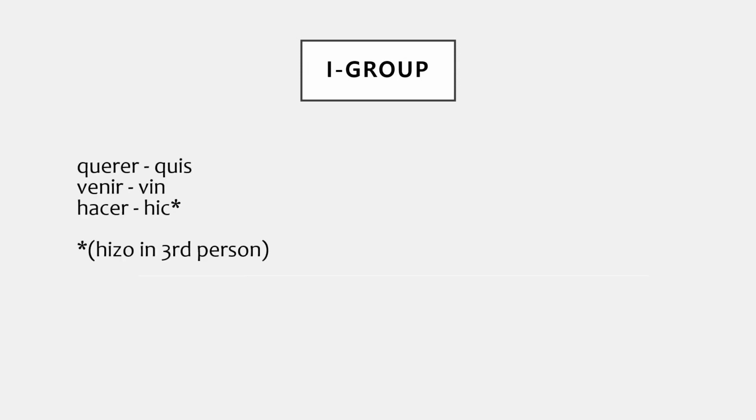Okay, first up is the I group. This is a really small set of our buddies, querer, venir, and hacer. That's it. We use these stems and the endings to form the preterite for these verbs. The I group has a much less radical change than the other groups, just an E changing to an I.